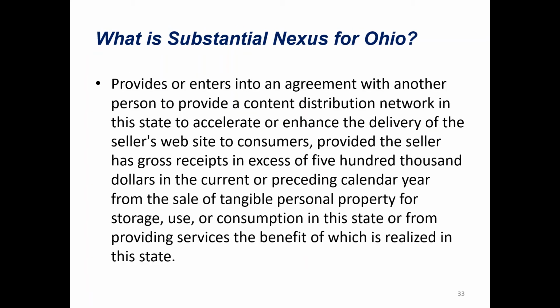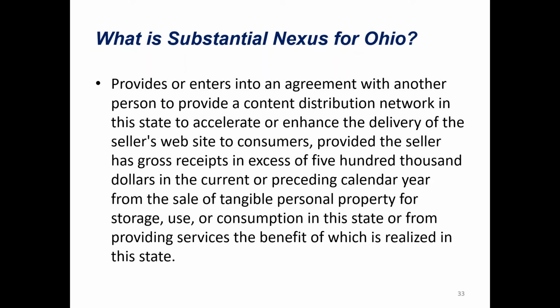And the final piece to the substantial nexus that began on January 1 of 2018 is whether or not somebody provides an agreement with another person for a content distribution network in this state. And that content distribution network accelerates and enhances the delivery of the seller's website to consumers, provided that the seller has gross receipts in excess of $500,000. We sort of saw that in the last one. In the current or preceding calendar year of tangible personal property that's realized, or the services that are realized in the state.